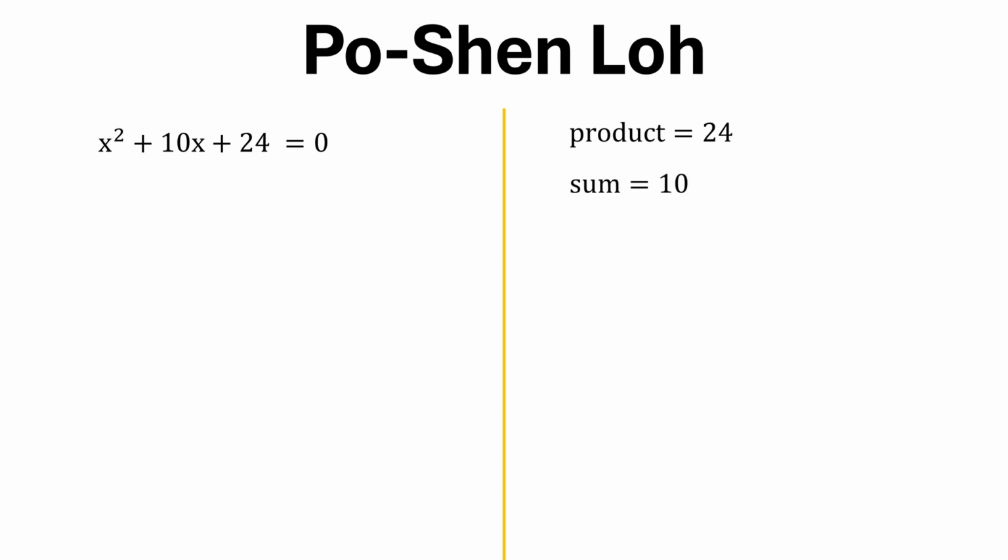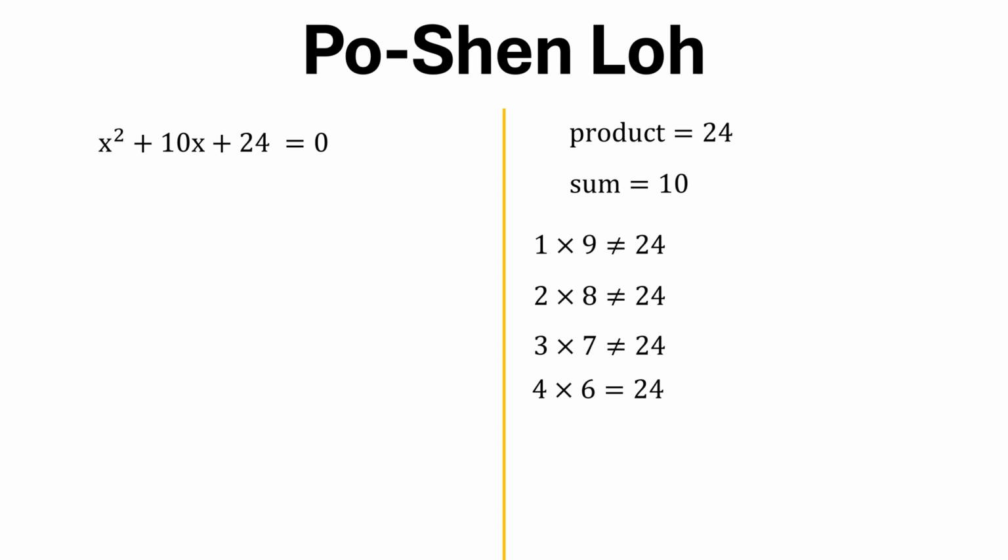This time, let us start by guessing the sums. Two numbers with a sum of 10. 1 and 9 add to 10, but their product is not 24. 2 and 8 add to 10, but their product is not 24. 3 and 7 add to 10, but their product is not 24. 4 and 6 add to 10, and their product is indeed 24.